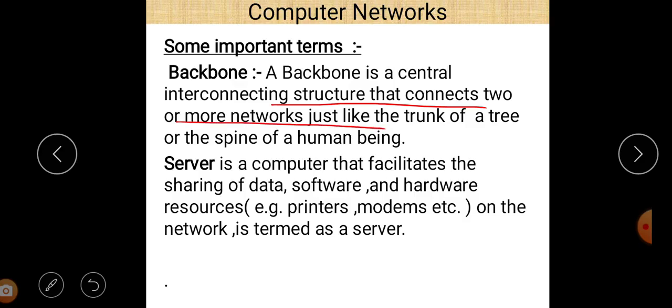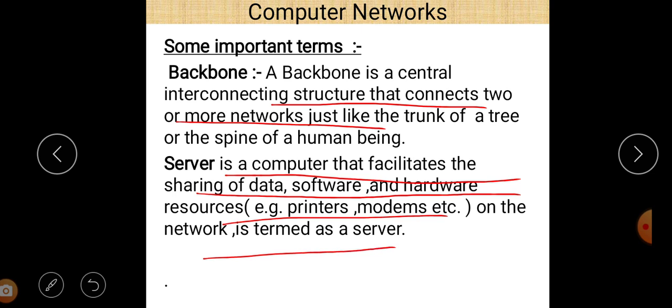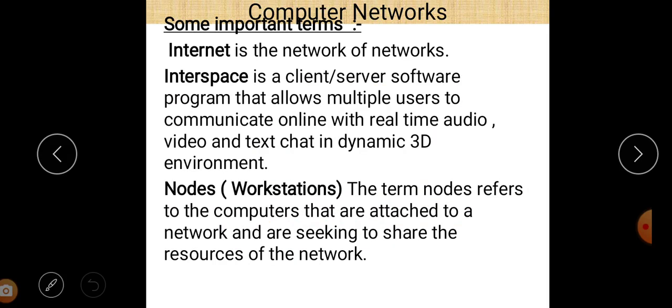Next is server. Server is a computer that facilitates the sharing of data, software, and hardware resources. It is also asked in your examination, what is a server? So server is a computer that facilitates the sharing of data, software, and hardware resources, that is printers, modems, etc. on the network, and is termed as the server. And other computers that are connected to the network are also called clients. So that is the term client-server.